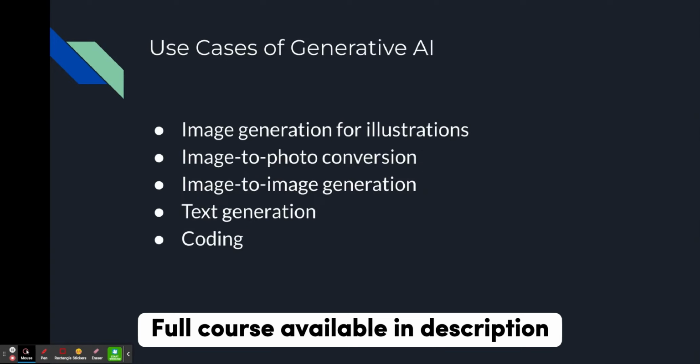So the use cases of generative AI are: you can use it to generate images for illustrations. You can also create image to photo conversions as well as image to image generation. This is the form of generative AI selfies, as well as colorization, photo enhancement and enlarging, and other sorts of photo manipulation techniques. On the transformer side, there is text generation and coding, two of the main use cases of GPT and other transformer-based models.